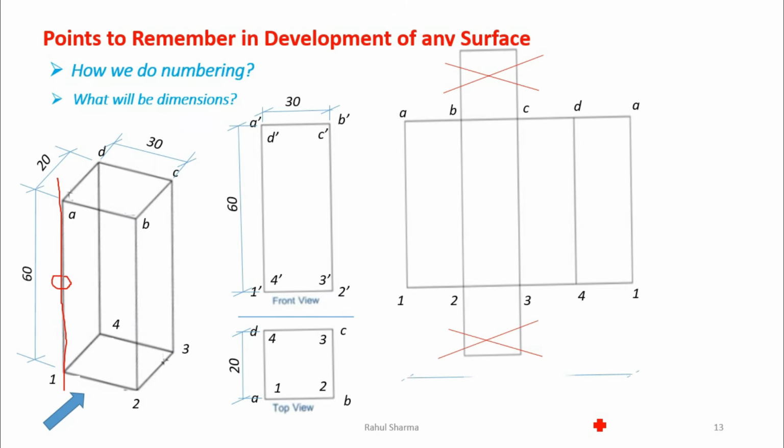So when you develop this, the total length of the developed area will be n into b. N into b means how many sides there are and what the size of each side is. Now this rectangle has 20 and 30, so 2 times 20, because it has, as you can see here, 20 and 20, after that 30 and 30, so it has 2 times 30, 2 times 20.